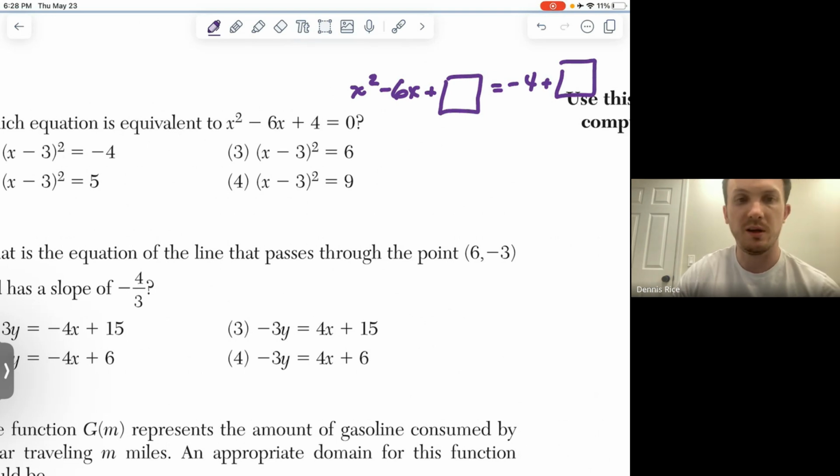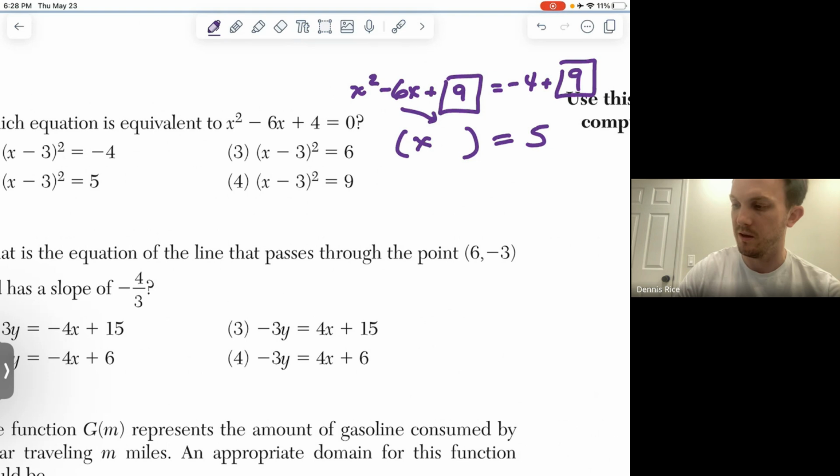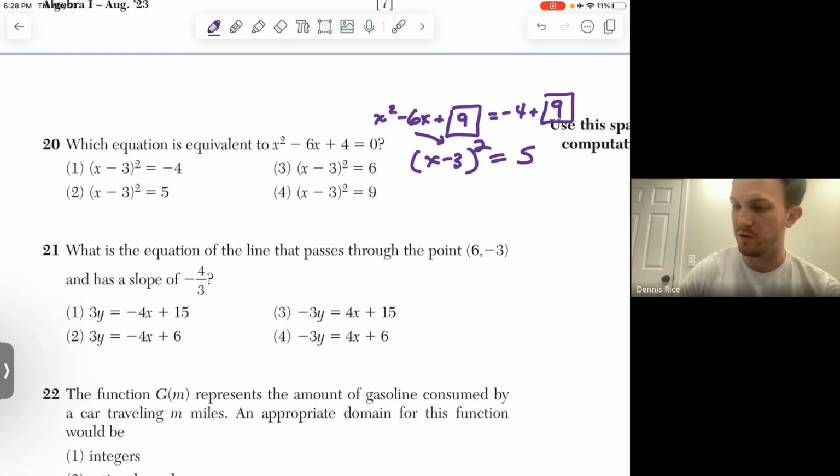Okay, we cut b in half, square it. The magic number is 9. On the right, you're going to get 5. On the left, when you make your bubble, it's always going to be half of b. So if b was negative 6, half of that would be negative 3. And that bubble is squared. So this would be choice 2.